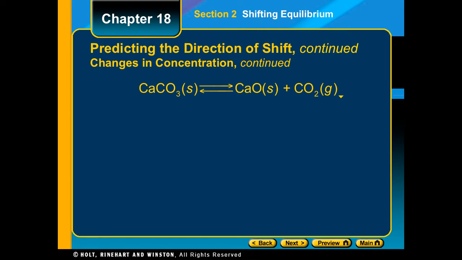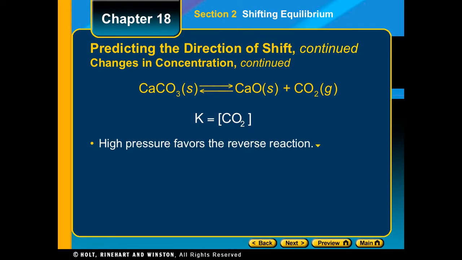CaCO3, calcium carbonate, solid state, decomposes into calcium oxide solid and carbon dioxide gas. So the equilibrium constant is only the CO2, which is gas. High pressure favors here the reverse reaction. Here we have two molecules, one molecule and one molecule, resulting in one molecule. And the low pressure favors the formation of carbon dioxide.